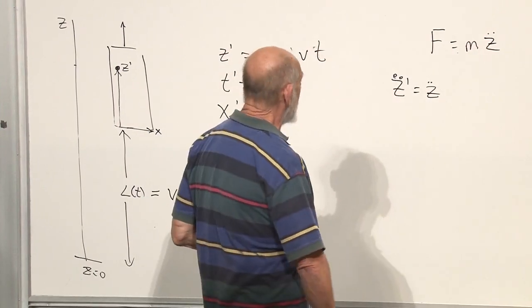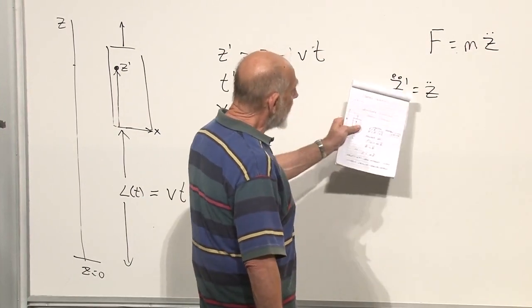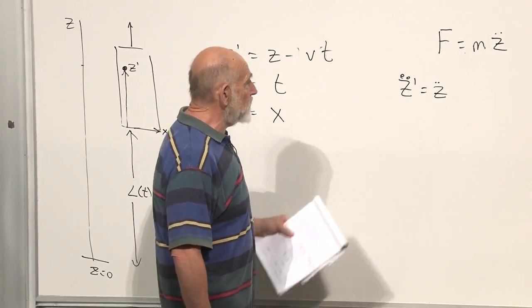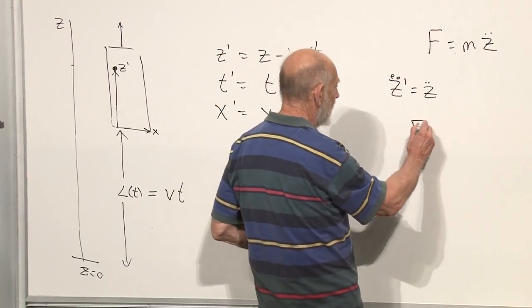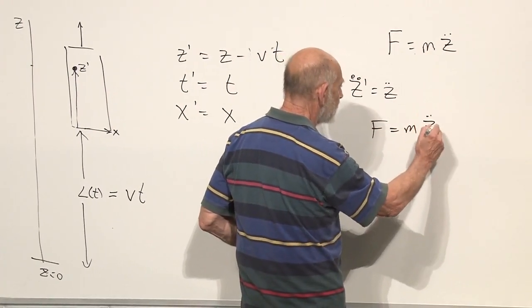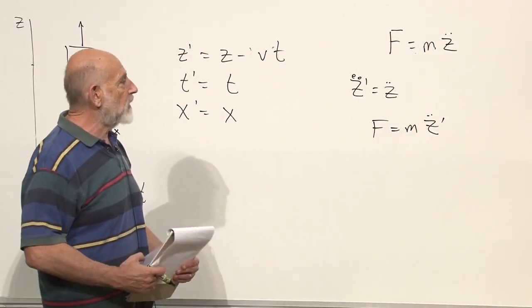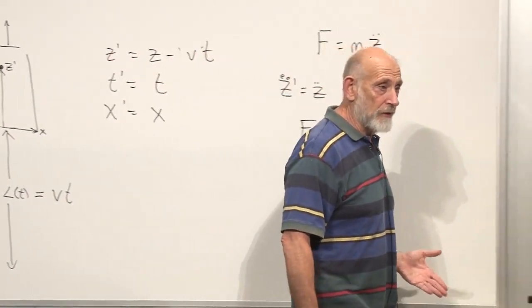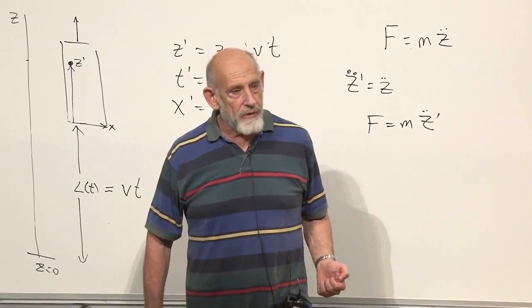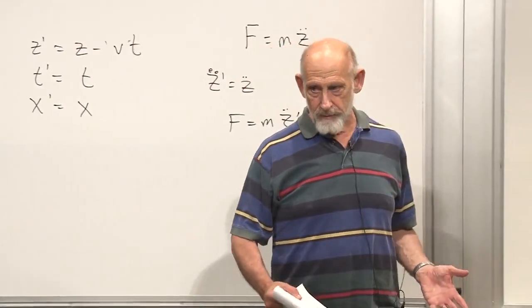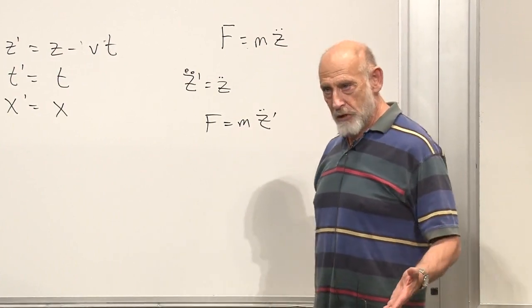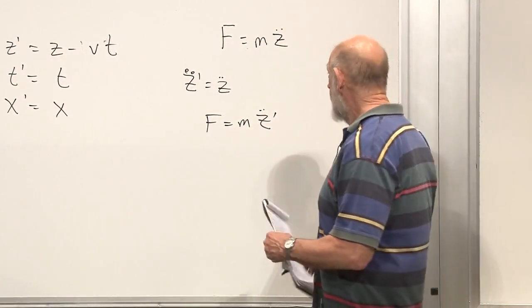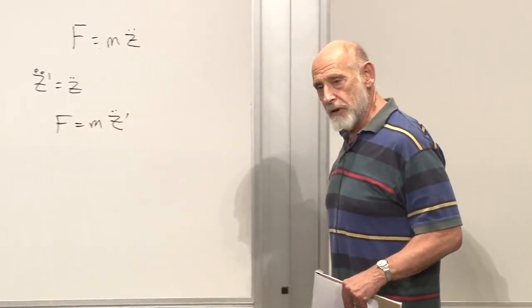So now, what can we say about Newton's law in the primed frame of reference? Well, we can now just substitute. F equals m z double dot prime. And what do we find? We find that Newton's law in the primed frame is exactly the same as Newton's law in the unprimed frame. That's not surprising. They're moving with uniform velocity relative to each other. If one of them is an inertial frame, the other is an inertial frame. Newton taught us that the laws of physics are the same in all inertial frames. So that's a sort of formalization of the argument.